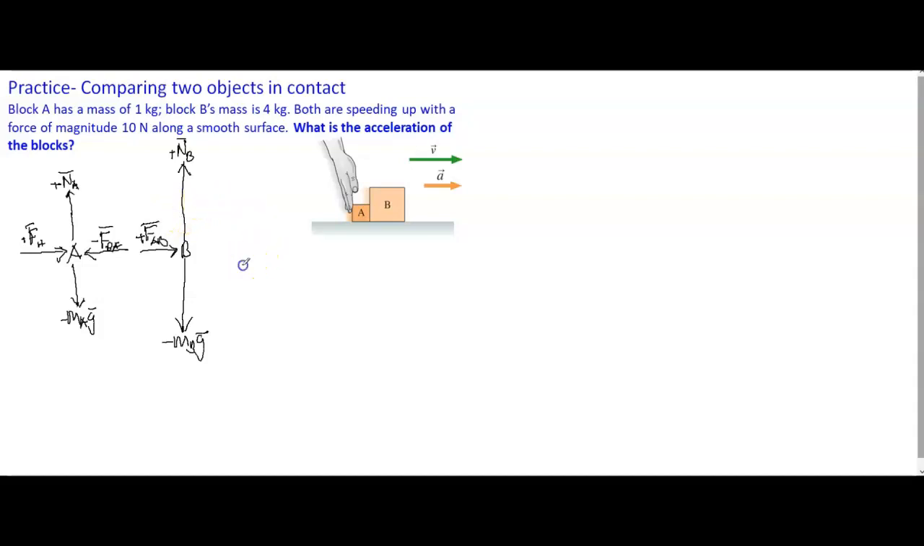So go ahead and sum the forces in the x direction on block A and sum the forces in the y direction on block A. And over here, we're going to sum the forces in the x direction on block B and sum the forces in the y direction on block B. So go ahead and do that now, and we'll go through the solution after you attempt that. Hit pause now.